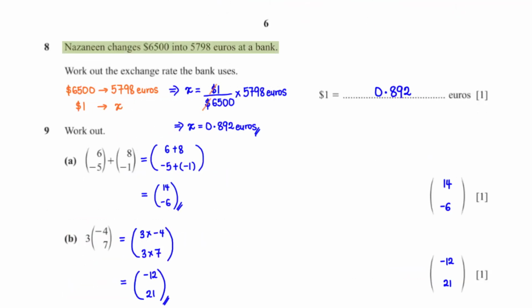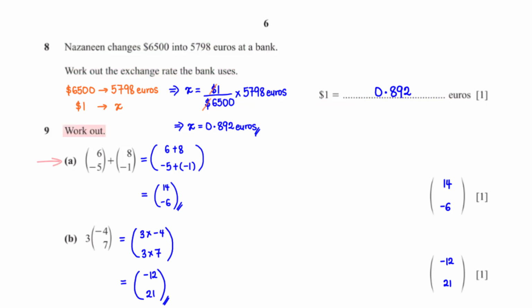Nazanin changes $6,500 into 5,798 euros at a bank. Work out the exchange rates the bank uses. First, let's set up the conversion ratio. When we cross-multiply and make x the subject, this is what we have, which is equal to 0.892 euros.